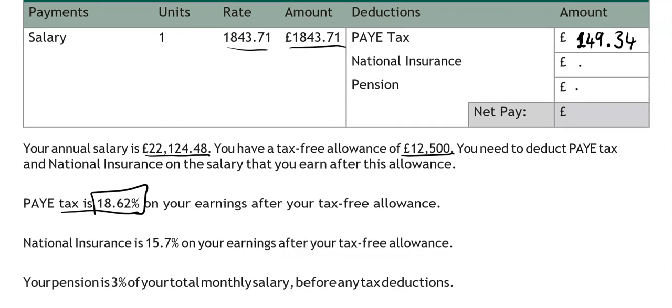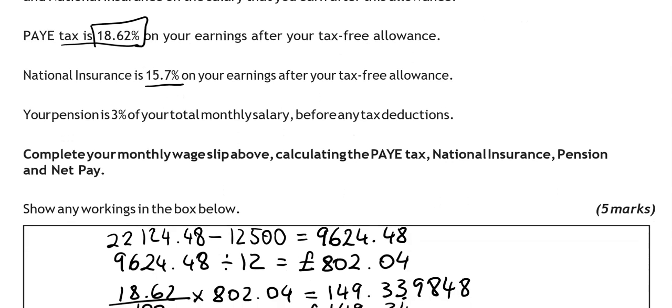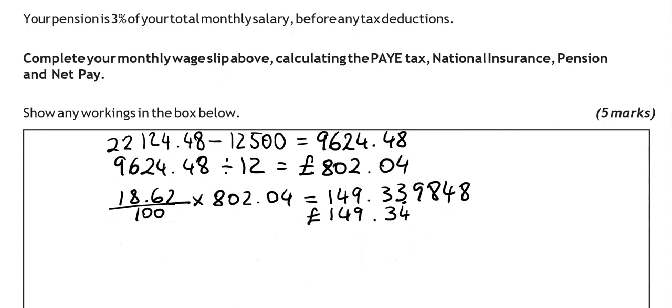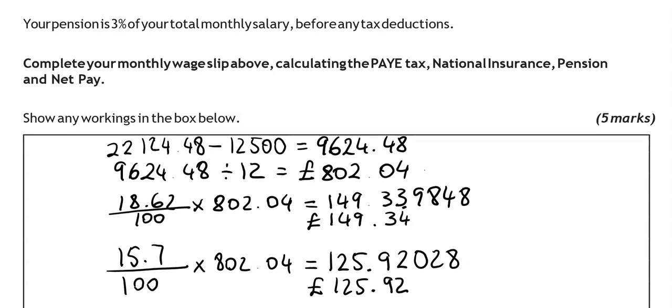Now national insurance, that is 15.7% on your earnings after your tax-free allowance. And that was £802 and 4 pence. So 15.7 out of 100 times 802.04 gives us 125.92028, which in money terms is £125 and 92 pence. So we'll be adding this to the payslip.